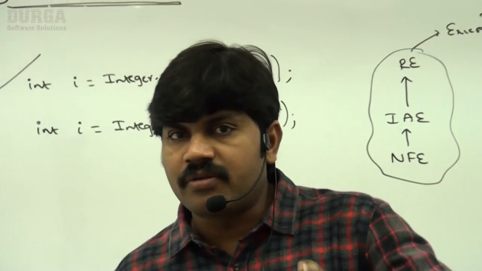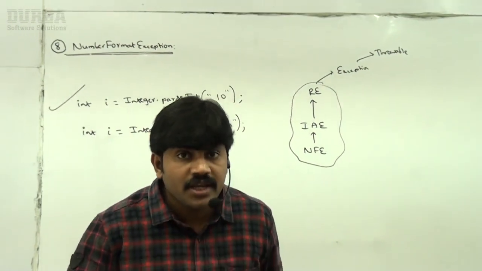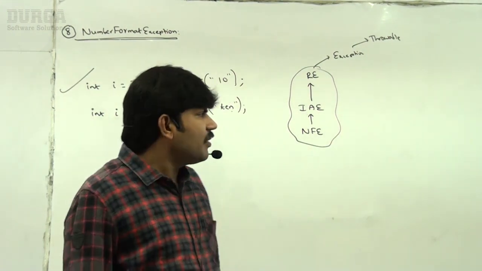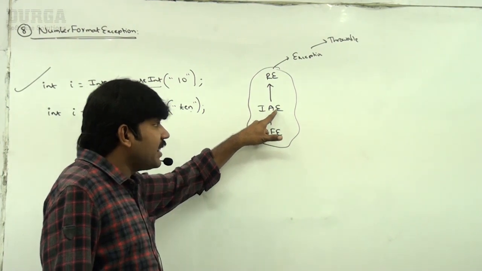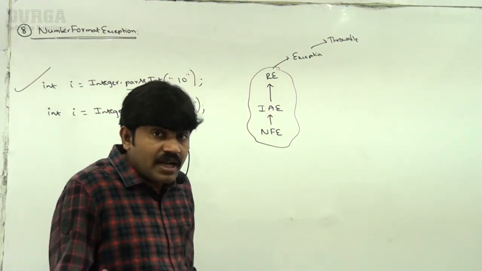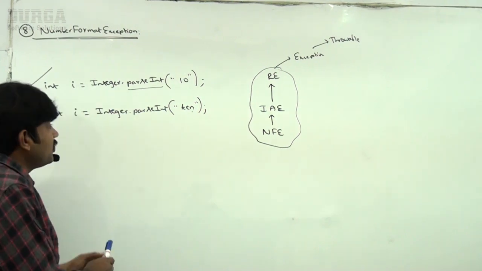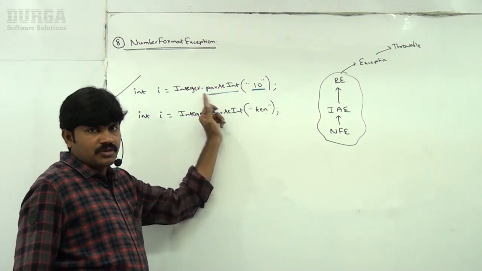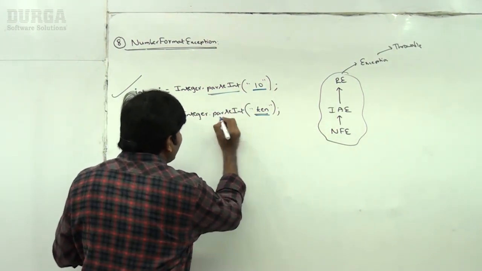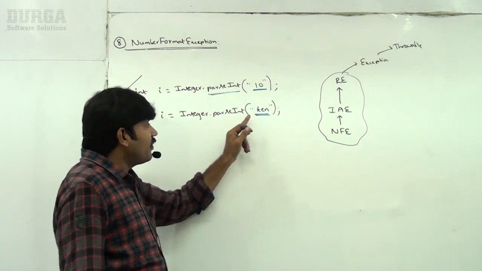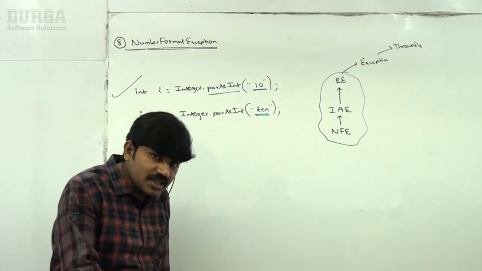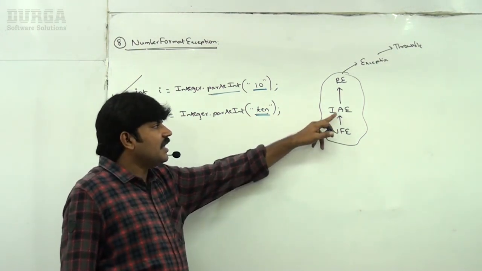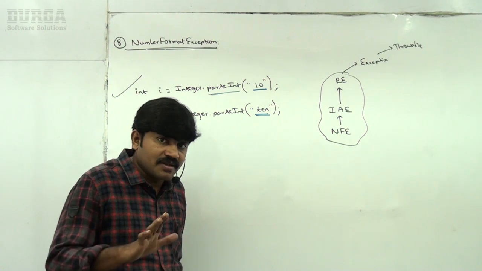So whenever we are trying to convert a string to a number, but the string is not properly formatted, then obviously we will get a NumberFormatException. Have you remembered? NumberFormatException is the direct child class of IllegalArgumentException, because it is also an illegal argument. If you observe carefully, the first one is a legal argument to this method, but this one is not. It is always expecting a number, but you provided "ten". It is not a legal argument. That's why NumberFormatException is the direct child class of IllegalArgumentException. Clear, right?